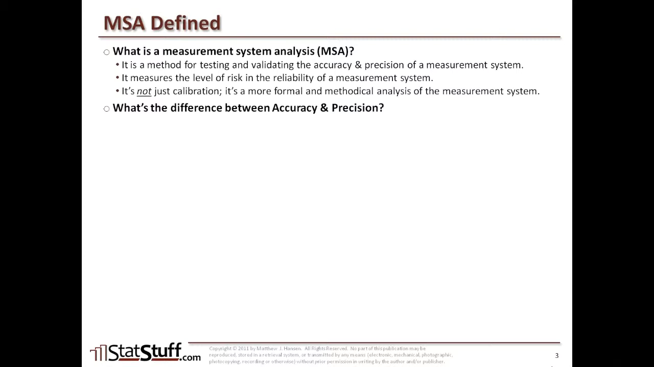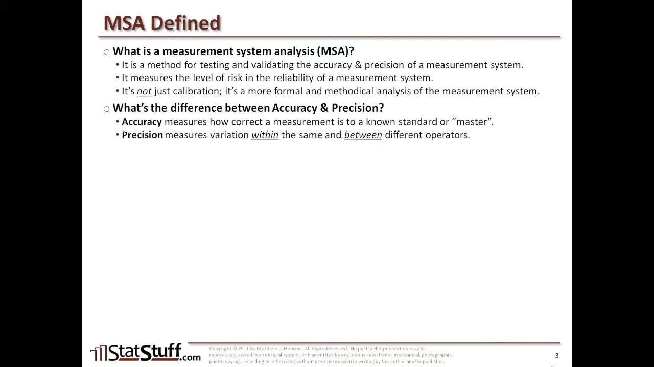Well, accuracy refers to the measurement of how correct a measurement is, that is, to some sort of known standard or some master that's already predefined. Precision refers to the amount of variation that's within the same operators that are doing the measurement, or between different operators. So again, it's looking at precision between them.